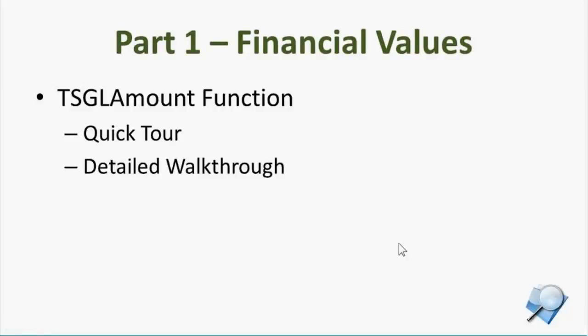Part one is going to be just talking about primarily the TSGLAmount function and taking that apart and understanding what its arguments are and how to use them. I'm going to start with a quick tour where we're not going to spend a whole lot of time talking about the individual arguments, but we're just going to get a flavor for starting to build a report and then dropping in this function and seeing it return a result. Then we'll take a step back through it, looking at it in more detail, and talk about what all we can do with that in terms of what all the different arguments support.